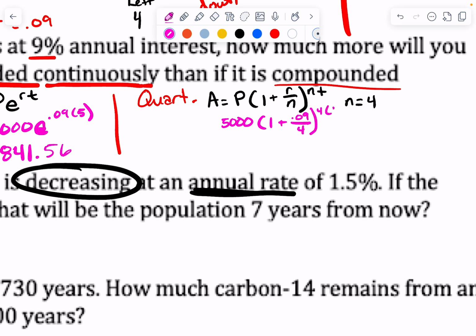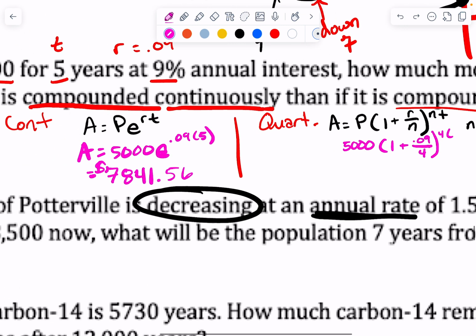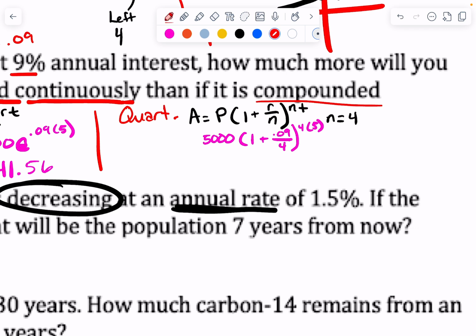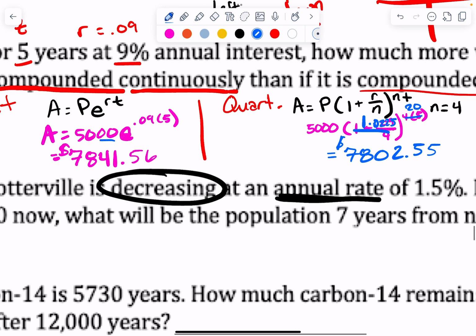Okay, if I do this guy, I got 5,000 times 1 plus R, which is 0.09 divided by 4, to the 4 times how many years? 5 years. Okay, I'm going to do some of this in my head, so 4 times 5 is 20. 0.09 divided by 4 is 0.0225. And if I add 1, that would be 1.0225. I'm going to take that to the 20th power, and I'm going to take that times 5,000. So I just kind of did that really weird backwards. And I got 7802.55. Okay, so you are going to get slightly more money if you compound continuously versus compounding quarterly.